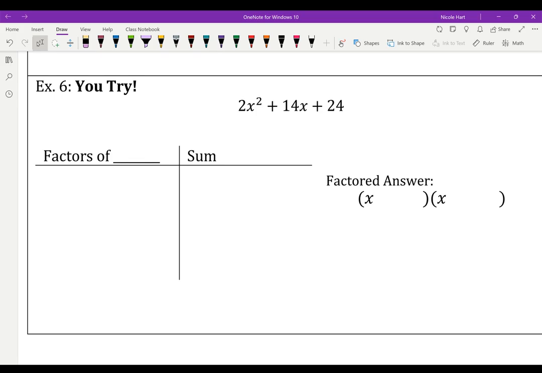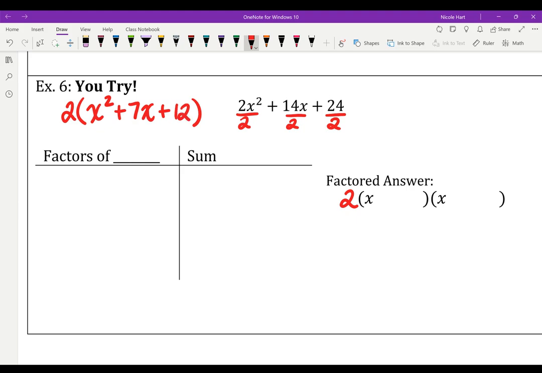All right, so for example 6, I'm going to let y'all work on this, but I do want to remind y'all, don't forget about that 2 needs to come out. So let's go ahead and factor that out together. And I'm going to remember to write that 2 for my factored answer as well. Everything's going to get divided by 2. So we have x squared plus 7x plus 12. So you're going to need to think of numbers that multiply to equal 12 and add together to equal 7.